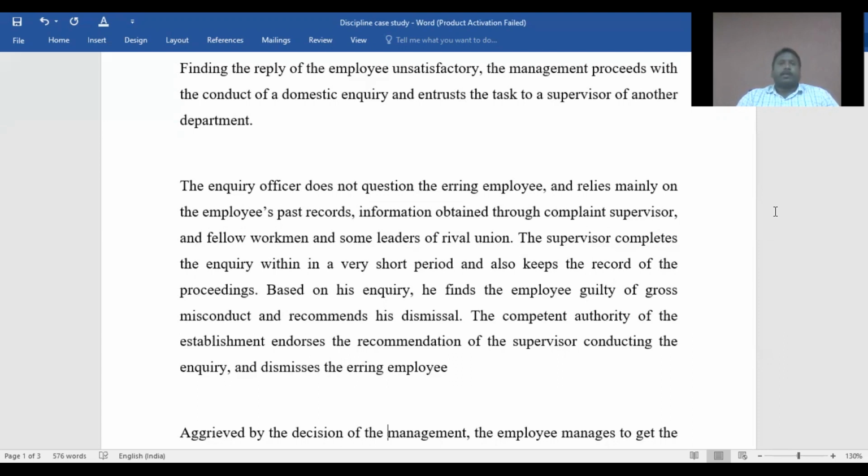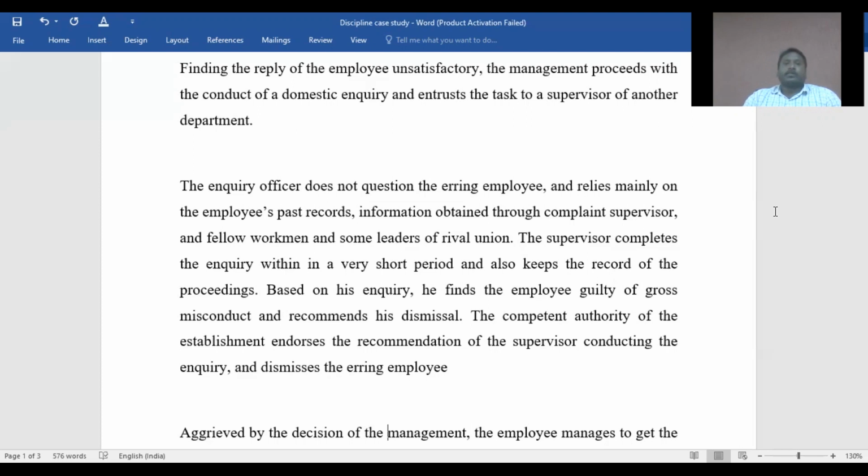He got information from the supervisor who gave the complaint against him, fellow workmen, and some leaders of rival unions. After collecting this information, he completed the inquiry in a hurried manner within a short span of time, and he submits the report to the management.